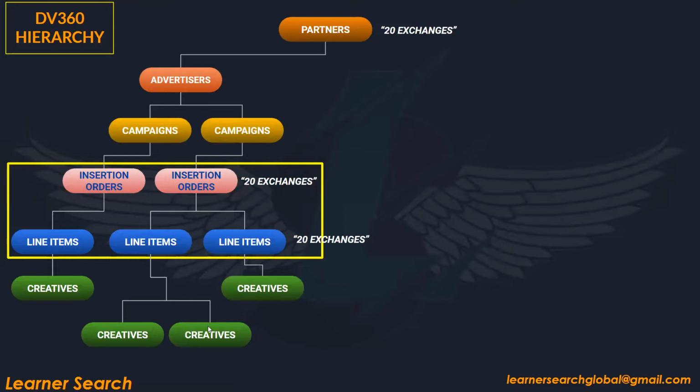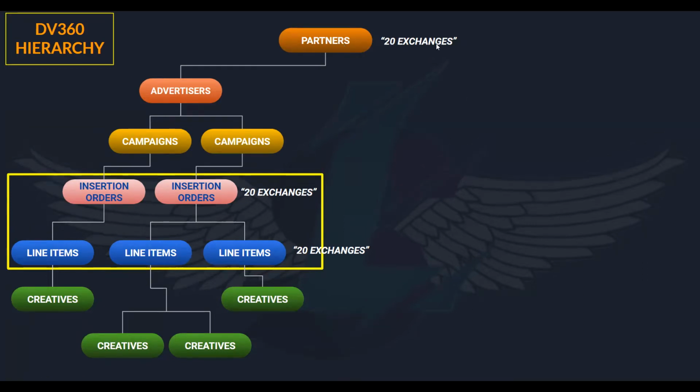This is the DV360 hierarchy, where it has partners, under that advertisers are created, then campaigns, under that insertion orders, line items, and creatives. Let's assume at partner level, when you create it, you give 20 exchanges. When you start creating the campaign, you create advertisers, then campaigns and insertion orders. So insertion orders and line items will also inherit. Below levels inherit the settings from the above level. Since the partner level is targeted with the 20 exchanges, the same will be repeated at insertion order and line item level.